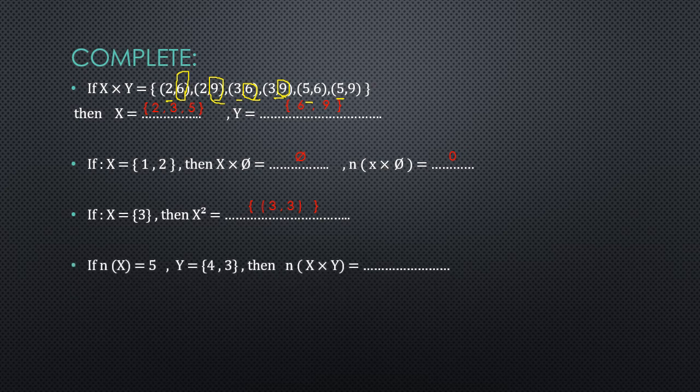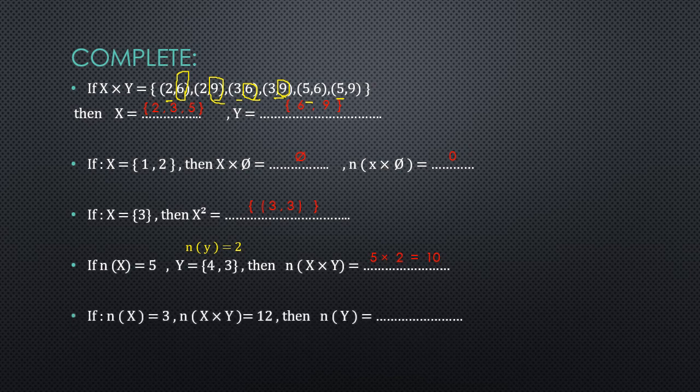Number 4, if number of elements of x equals 5 and the set y equals {4, 3}, then number of elements of x product y. Okay, we have number of elements of x 5 and the set y has 2 elements, 4 and 3. So number of elements of the set y is 2. Then number of elements of x product y is 5 multiply 2 equals 10. Number 5, if number of elements of the set x equals 3 and number of elements of x product y equals 12, then number of elements of the set y equals 12 divided by 3 equals 4. So number of elements of the set y is 4.